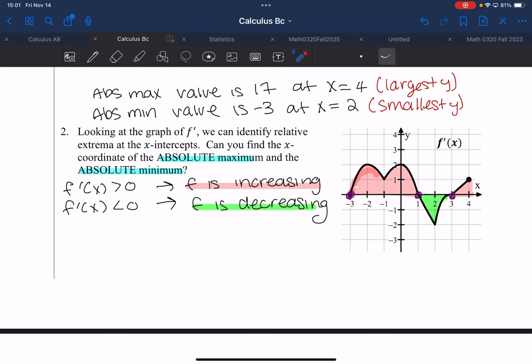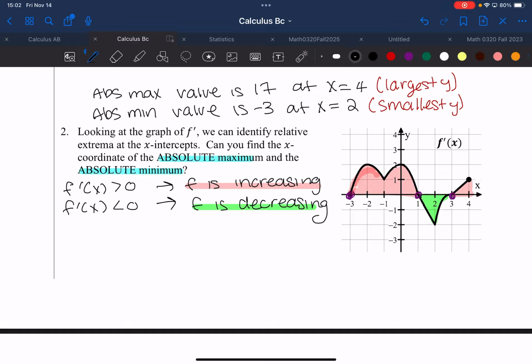The reason why we're shading in the area is because this area here, since it's the largest area, tells us that our function is rapidly increasing. Compared to this small increasing area, it's still increasing, but is it increasing as fast as the first one? No. And this one below the x-axis is decreasing, but is it decreasing faster or slower than this is increasing? Faster, right? Because it has a larger area.